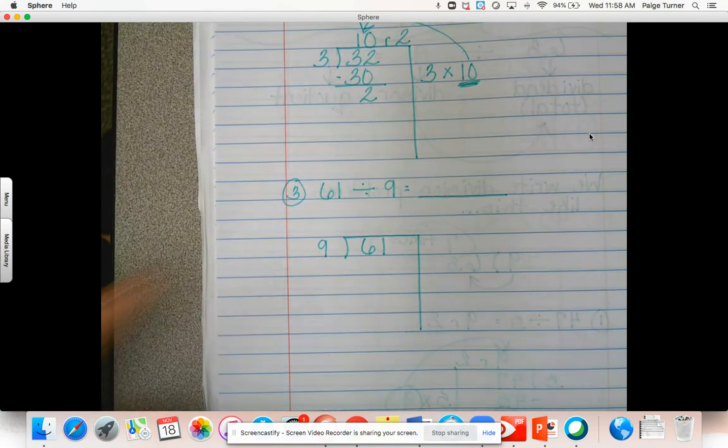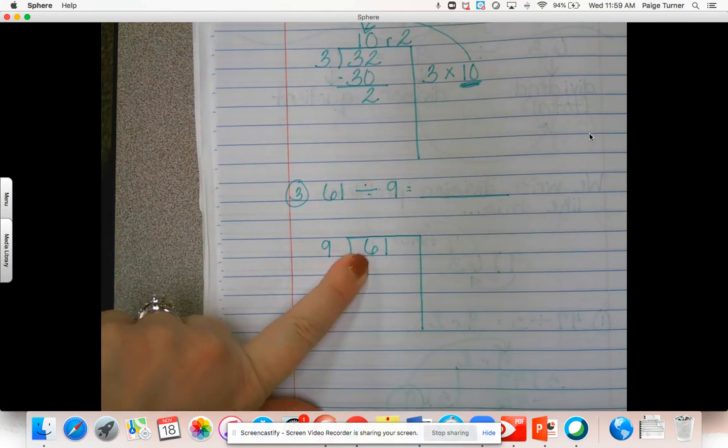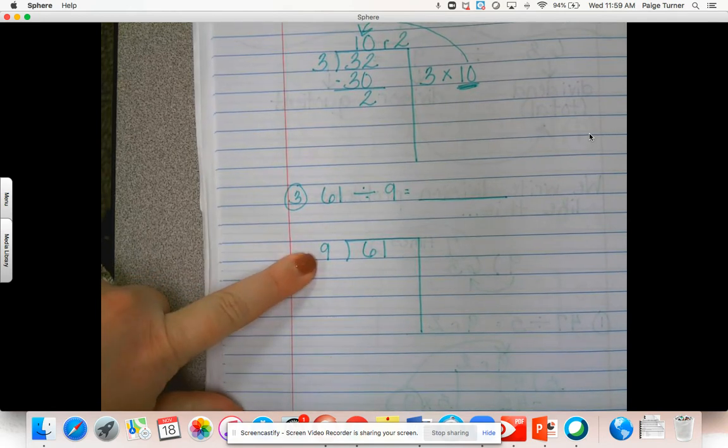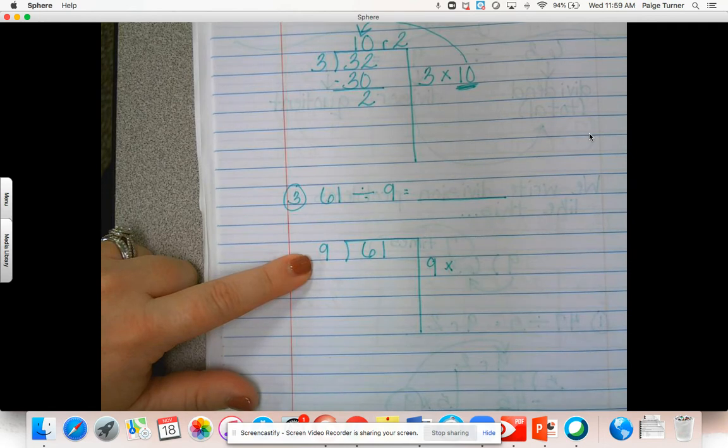So we want to know how many times 9 will go into the number 61. How many times can I count by 9 and get as close to 61 as I possibly can? We're going to break down this total, 61, using multiples of 9. So 9 times what number is going to get you close to 61?